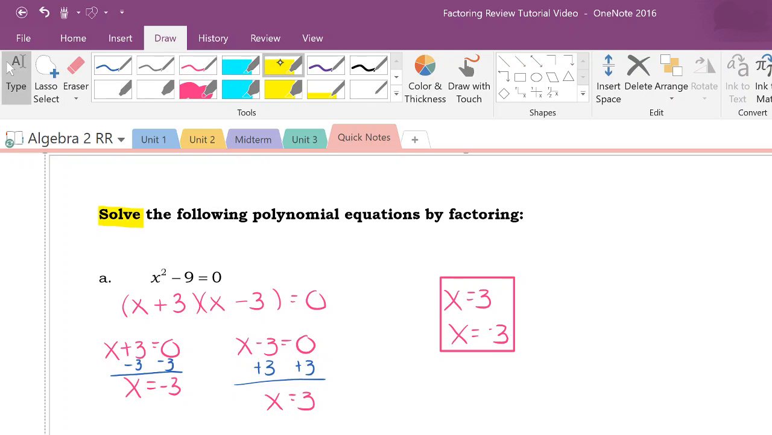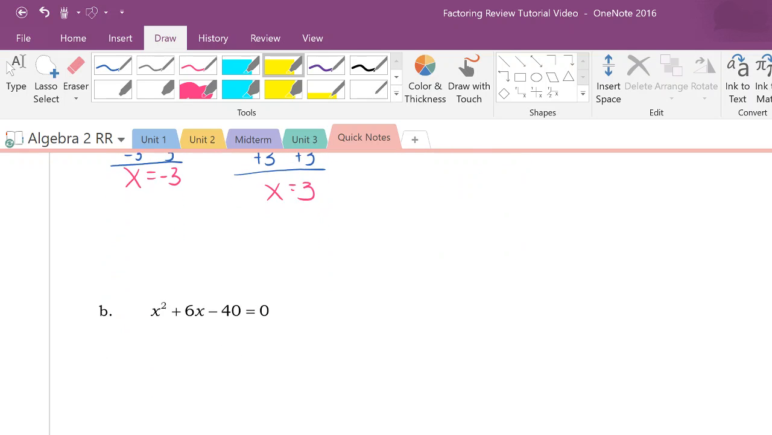And when we're also looking at the original problem, we talk about this a lot in class, we know that this is a solving problem because it's set equal to 0. Very different from our factoring problems that we did previously where they were just expressions on their own, not equations in any way. So now let's go and do the next example.